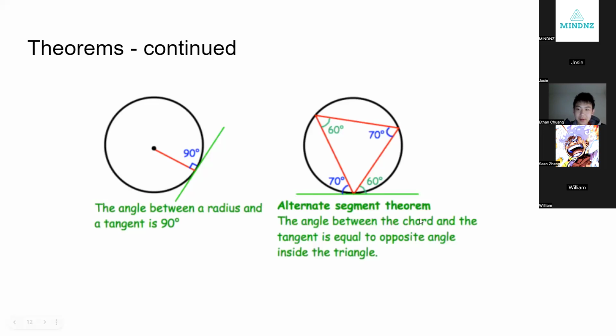Okay, guys, you probably know this already. So, the angle between a radius and a tangent is 90 degrees. So the tangent only touches the circle at one point. And the other theorem is the alternate segment theorem. So the angle between the chord and the tangent is equal to the opposite angle inside the triangle. So if you look at the diagram here, the green angles are equal and the blue ones are equal too.